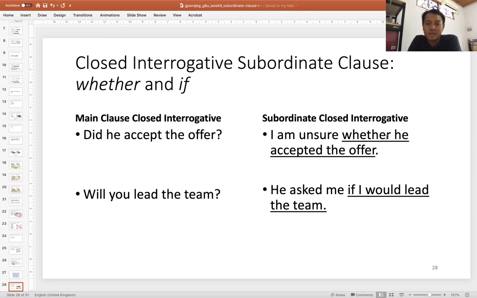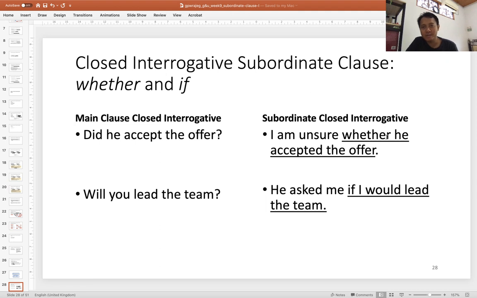But in the subordinate clause, you add whether before the question, and the order of the subject and predicate is normal. In the main clause you ask "did he accept the offer," so you switch the auxiliary did with the subject he. But in the subordinate clause, you don't do that switch. You just say, "I am not sure whether he accepted the offer." You don't say "I'm not sure whether did he accepted the offer."